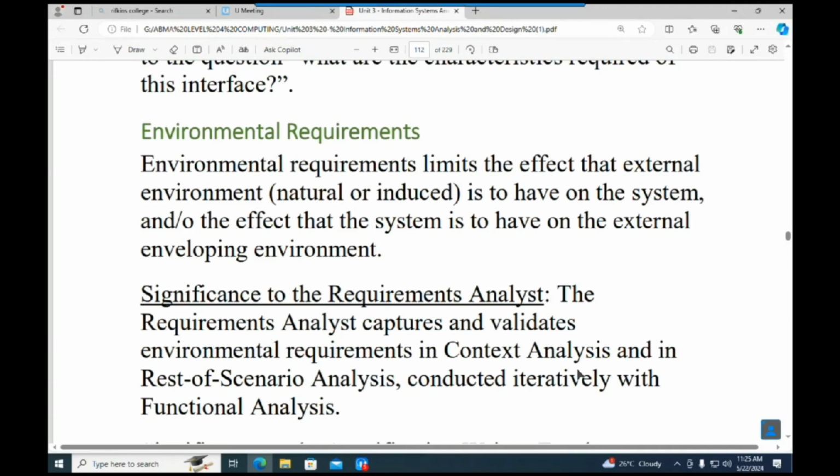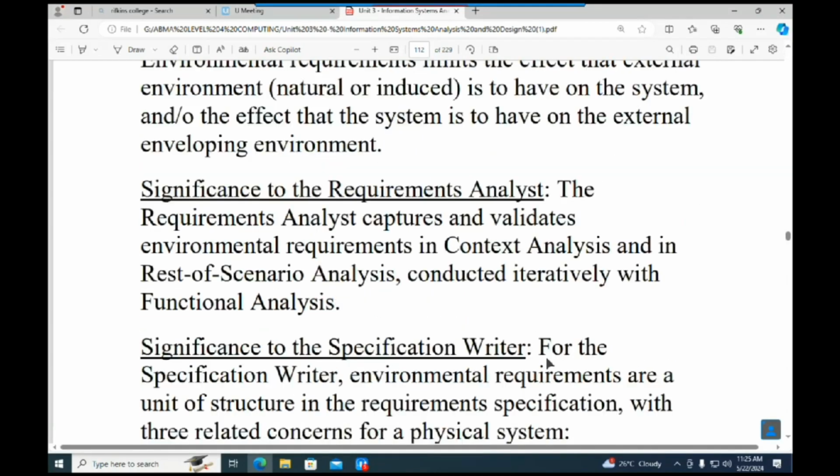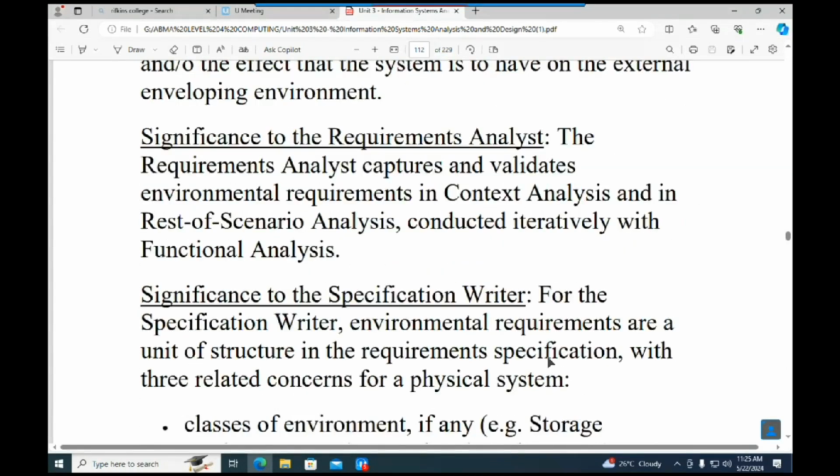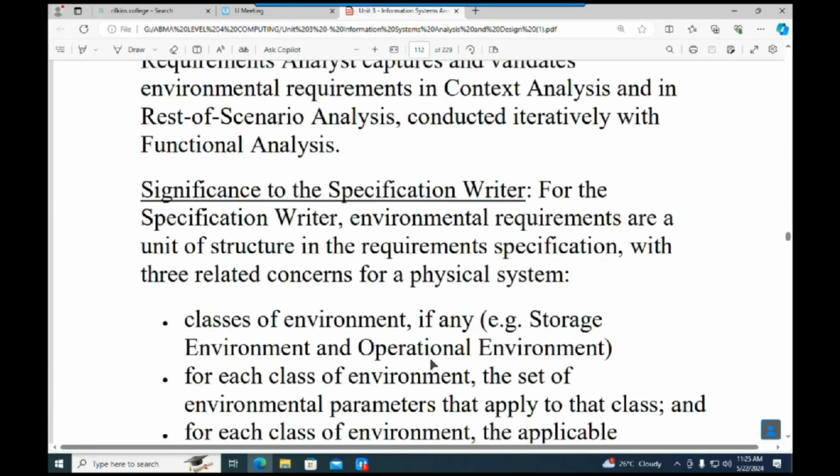Okay, and also look, they're going to limit the effect the system is going to have on that external environment. So they are significant to the requirements analyst, because the requirements analyst is going to capture and validate those requirements in context analysis, and also in rest of scenario analysis, though these are going to be conducted iteratively with the functional analysis.